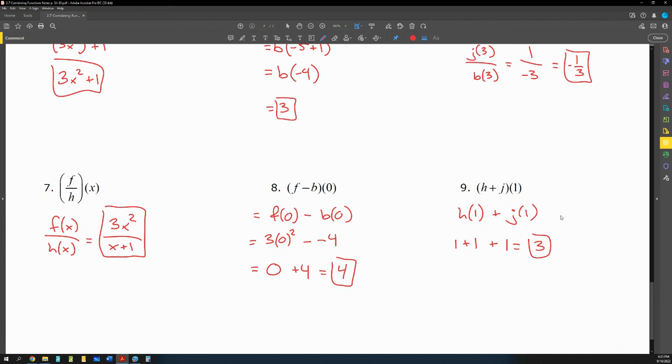All right. So these have been our notes on operations and compositions of functions, just called combining functions.